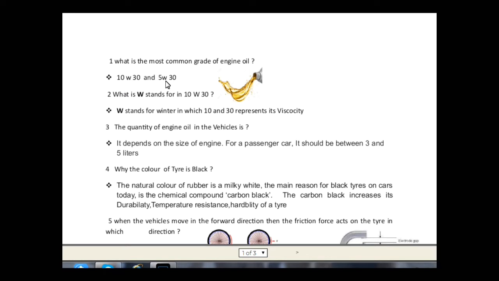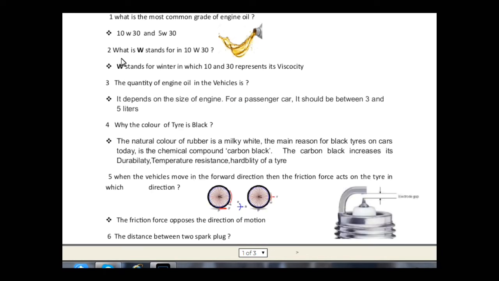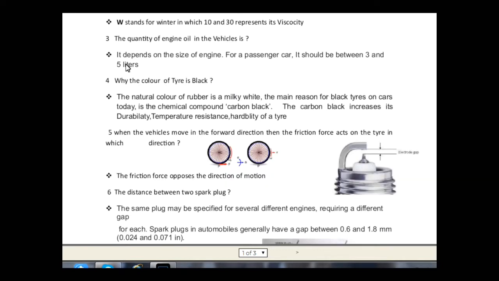Now the first question is, what is the most common grade of engine oil? The most common grade of engine oil is 10W30 and 5W30. What does W stand for in 10W30? W stands for winter, and the numerical values like 10 and 30 represent its viscosity.